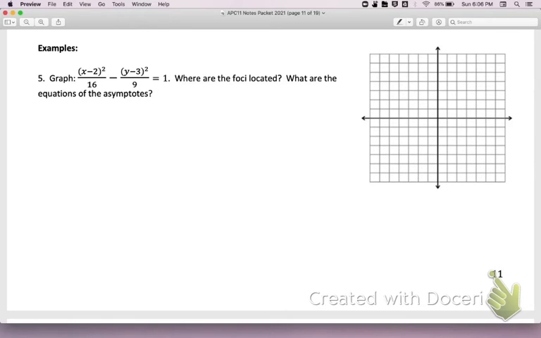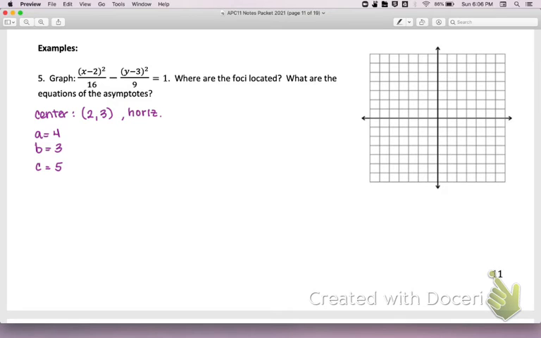So just like we saw before, we can gather some information here. We know that the center, because we know how this works with HK and all of that, is going to be at +2, +3. This is going to be a horizontal ellipse because x squared comes first. A is going to be equal to 4, and B is going to be equal to 3, and that means that C is going to be equal to 5. A squared plus B squared equals C squared, okay?